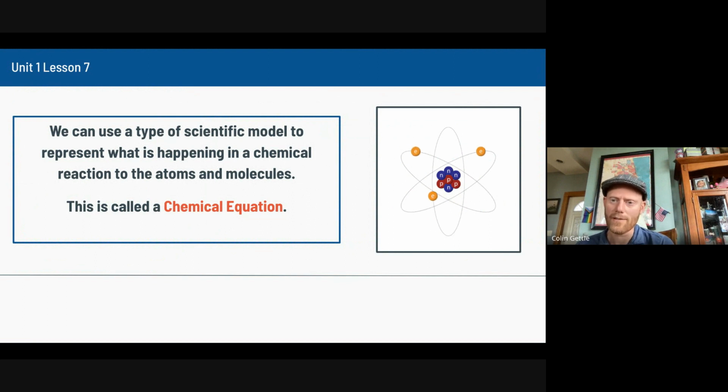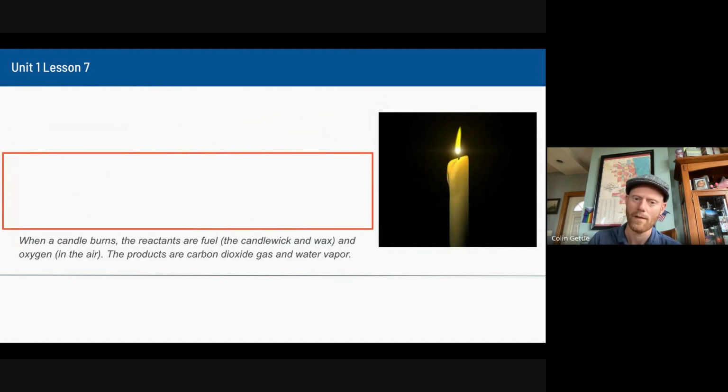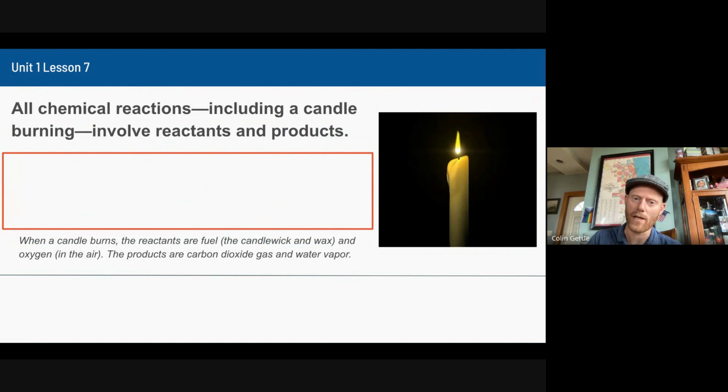All right, and so since atoms are so small, molecules are so small, and since chemical reactions can happen so quickly or slowly, it's helpful for us to model those reactions. And we use something called a chemical equation. It's a type of model. So chemical equations involve two things, and that includes with this candle burning. They involve reactants and products.